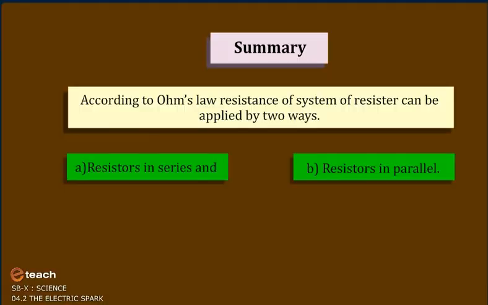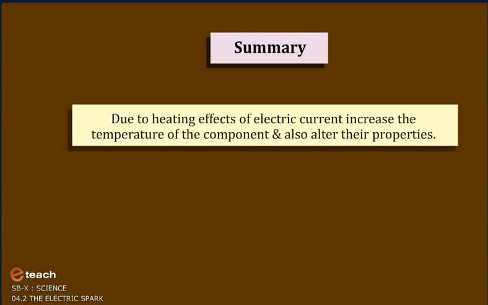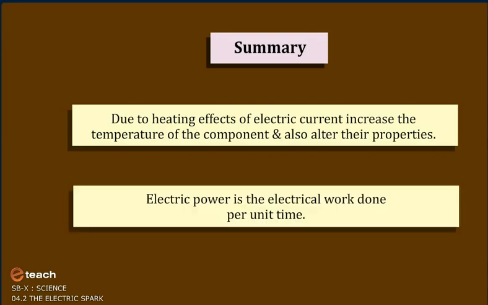Summary. 1. According to Ohm's law, resistance of system of resistors can be applied by two ways. A. Resistors in series and B. Resistors in parallel. 2. Resistors in series are used to increase the resistance in the circuit. 3. Due to heating effects of electric current, the temperature of the component increases and also alters their properties. 4. Electric power is the electrical work done per unit time.